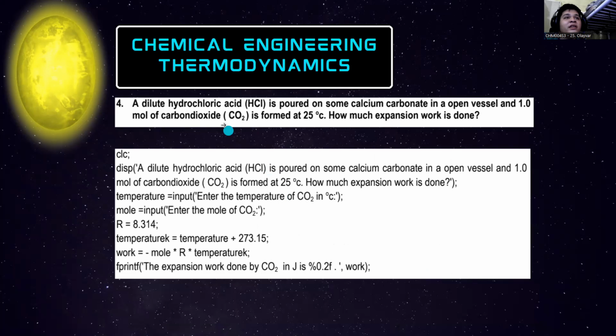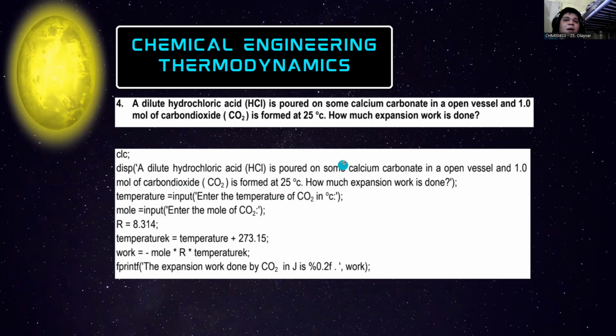And our fourth and final problem in chemical engineering thermodynamics problem solving. Here we have a problem stated that dilute hydrochloric acid, or HCl, is poured on some calcium carbonate in an open vessel, and 1 mole of carbon dioxide, or CO2, is formed at 25 degrees Celsius. How much expansion work is that?